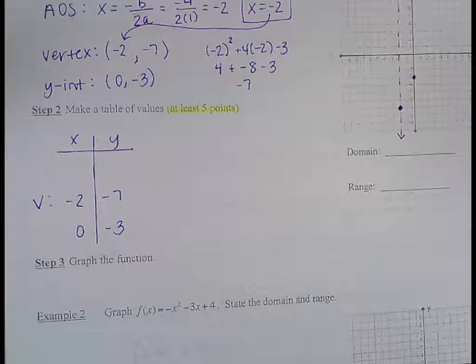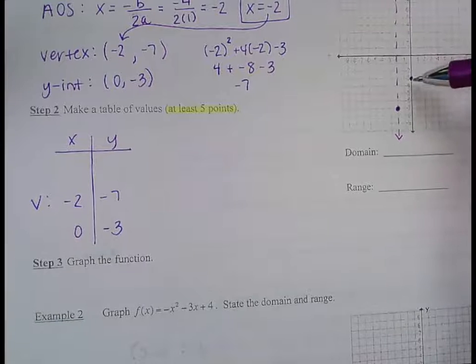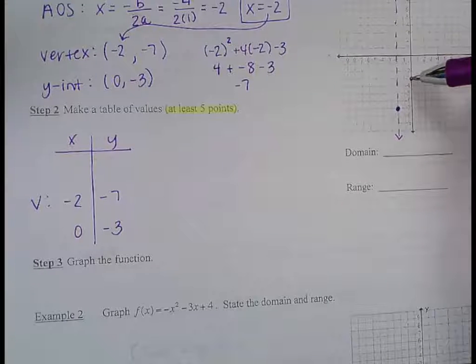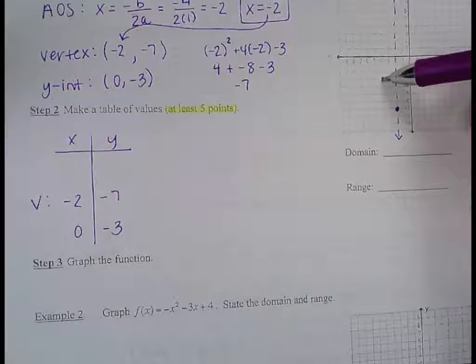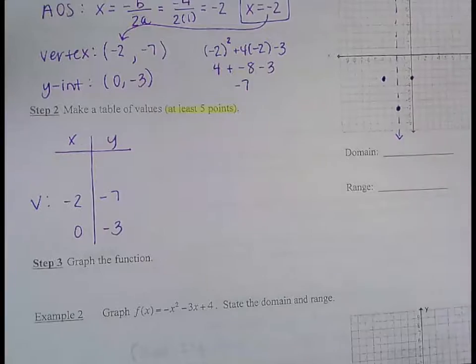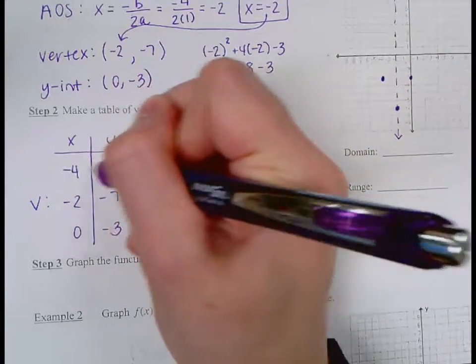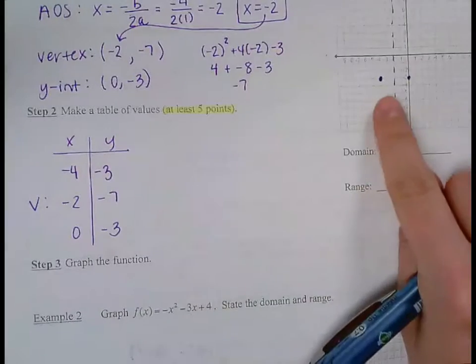I can, right away, without plugging anything in, I can find another point on this parabola using the axis of symmetry. So notice where the y-intercept is. I can go horizontally to the left. I can go over a distance of 2 to reach the axis of symmetry. That means now if I go 2 to the other direction, that point is also on my parabola. That would be the coordinates -4, -3.